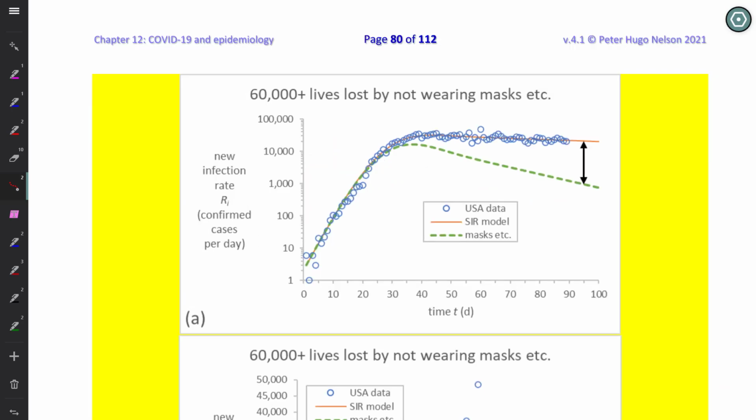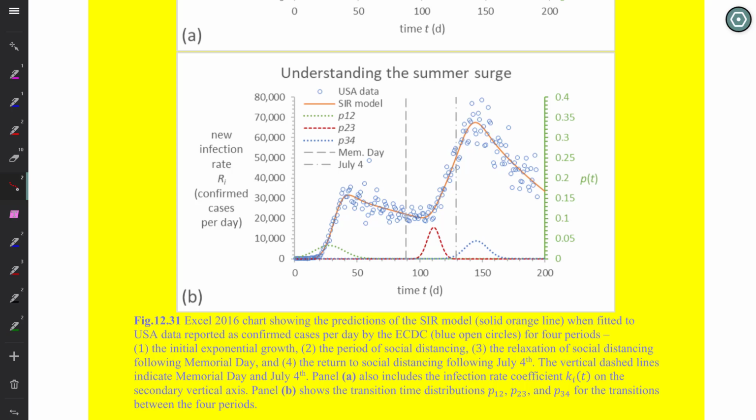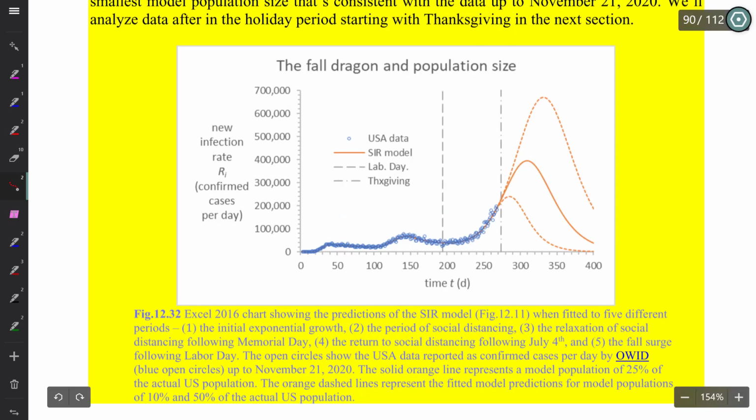Section 6 introduces a method to model the transition from exponential growth to the period of social distancing. Using that model, with the assumption that the whole of America behaved like New York City, students can predict how many lives could have been saved if everybody in the US had done it New York's way. A key part of that analysis is to get students to model the transition from the initial exponential growth to the period of social distancing using a Gaussian transition function for changes in the infection rate constant. The same techniques can also model the summer surge and the beginning of the fall surge.